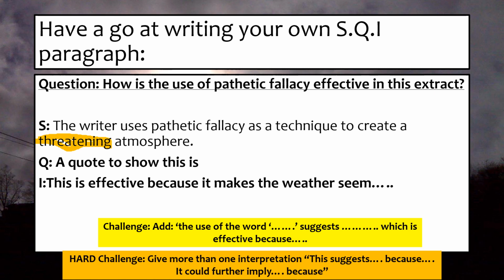And then the most important part again is your inference. So this is effective because it makes the weather seem. And then really try and break your quote down and tell us what is being suggested by the weather, okay? Again, as a challenge, try and zoom in on one keyword from your quotation. So the use of the word, say, furious, suggests this is effective because. As a hard challenge, try and give more than one interpretation. So this suggests this. It could further imply, okay? So give more than one idea for either your zoom or for the entire quote.